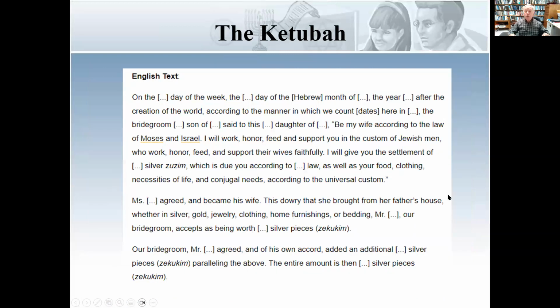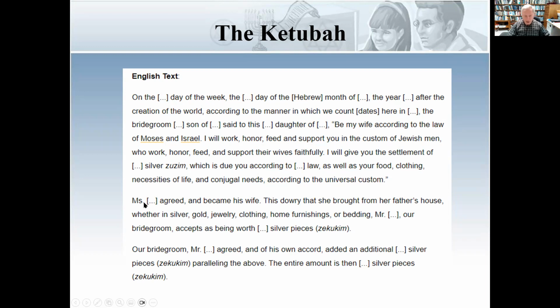So this is an actual translation of an Aramaic ketubah. And I'll just highlight a few items on it. It talks about how the groom promises to work, honor, feed, and support the bride in the custom of Jewish men. And he promises a certain number of zuzim, a Babylonian currency, for her food, clothing, and necessities of life. He promises conjugal needs to be available to her sexually according to custom.